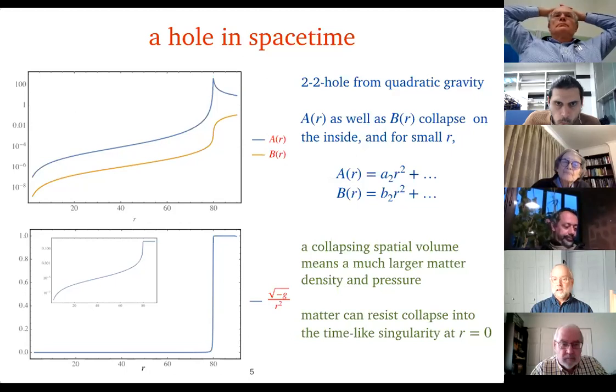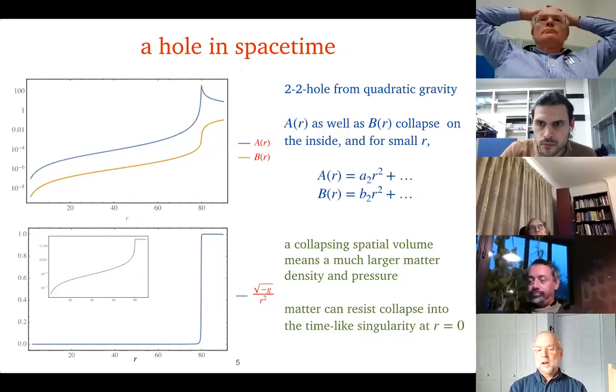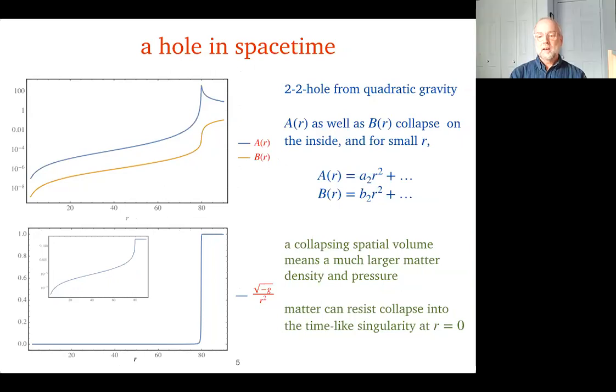So yes, A of r is getting small, and that means a collapsing spatial volume, and it means a much larger matter density and pressure for the same amount of matter. So we're starting to see why matter can resist its own collapse into the time-like singularity that does exist in this 2-2 hole space-time at r equals 0.